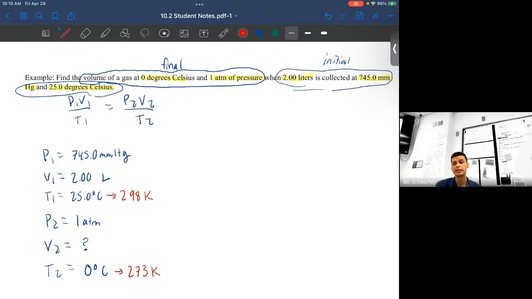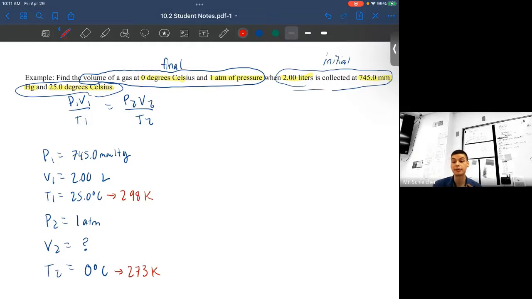Okay, is there anything else I should adjust here? Probably the pressure. I don't think we're allowed to use millimeters of mercury and atmospheres in the same problem. They should both be the same. So you can either convert everything to atmospheres or you can convert everything to millimeters of mercury. It's personal preference. You will get the same answer either way.